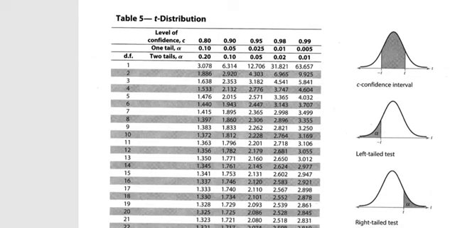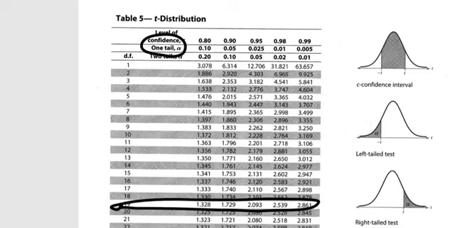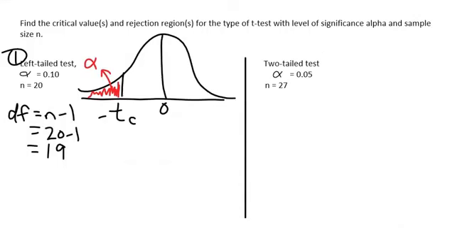Here is my table 5 of the t-distribution. I'm dealing with 19 degrees of freedom. I'm going to use the one tail of alpha because this is a one tail test, or a left tail test. And we said that our alpha is 0.10. So the t-value that corresponds with that is 1.328. Going back to the problem, remember that the 1.328 also needs to be negative. So this is negative 1.328. That's my critical value.